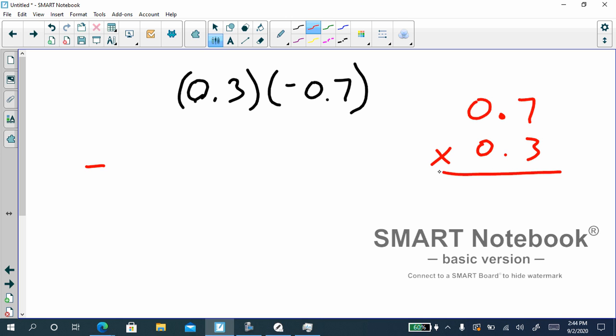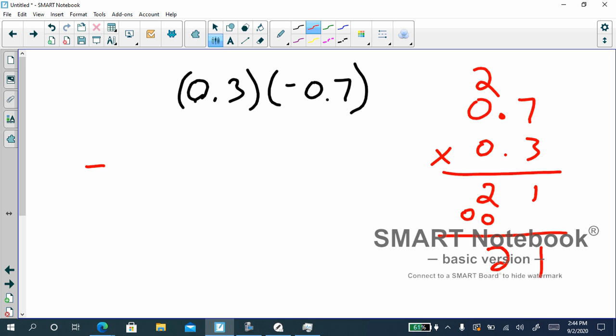So how do we multiply decimals? Well, we multiply the 3 times both numbers. So 3 times 7 is 21. So we put down a 1, carry 2. 3 times 0 is 0 plus 2. And then we do 0 times each. 0 times 7 is 0. 0 times 0 is 0.